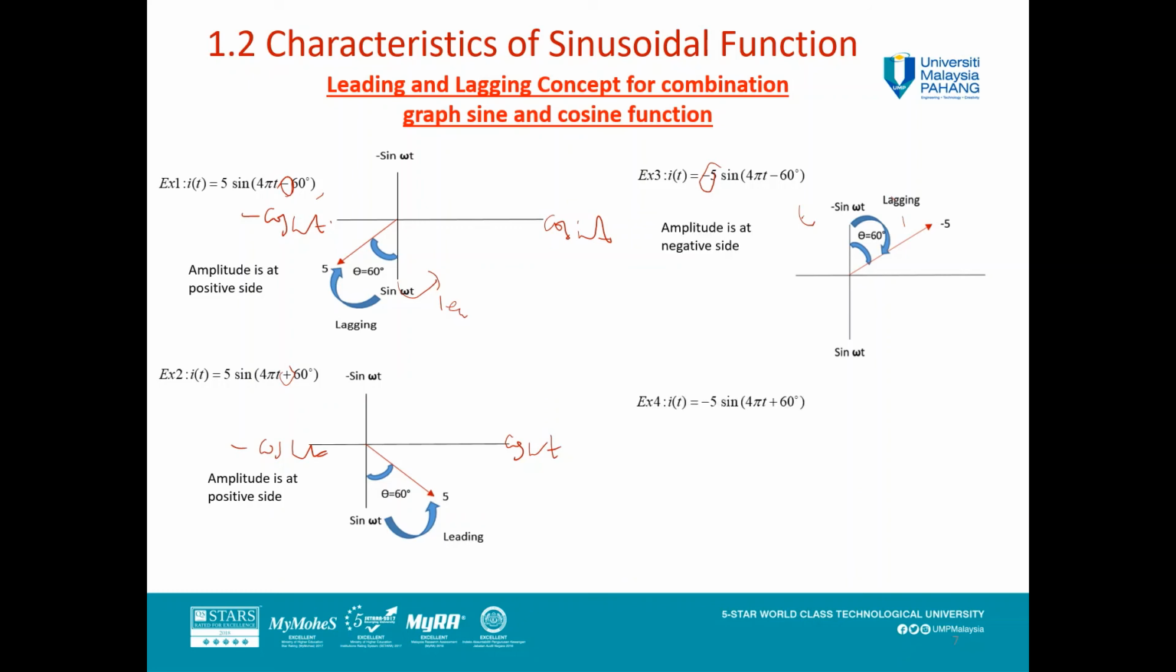Okay, the last example, still a negative amplitude. But now the equation is leading, so just put it on the leading side. The amplitude is still negative. This is just an example if you combine the two graphs together. If you get one graph, that's okay too.